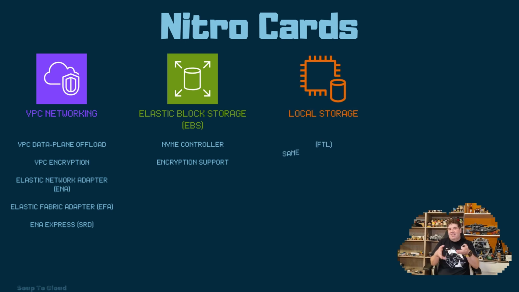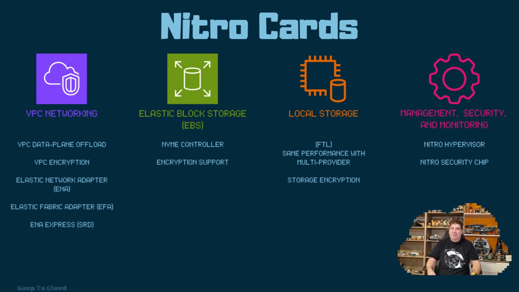The next card is for local storage. They do a very cool thing: they use different manufacturers but the same FTL, the method used to manage SSDs. They use their own FTLs, because with that method they get the same performance across multiple providers. And there is also storage encryption. All local storage is encrypted, and that is very, very important for security. And the last card is the management, security, and monitoring card.